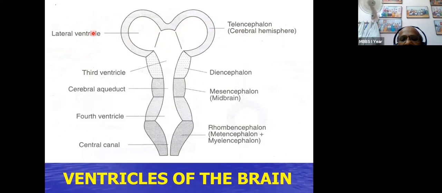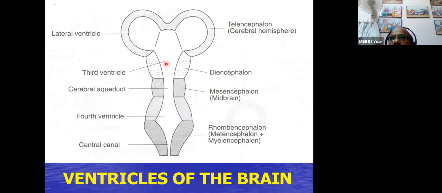So that is the lateral ventricle. Once again, important for MCQ. Cavities of each part of the brain vesicle are important for your MCQ. So the cavity of telencephalon is the lateral ventricles. Next, the cavity of diencephalon, that is thalamus and hypothalamus, is the third ventricle. So if you know this, you can write the boundaries of your ventricle. So that is also important.